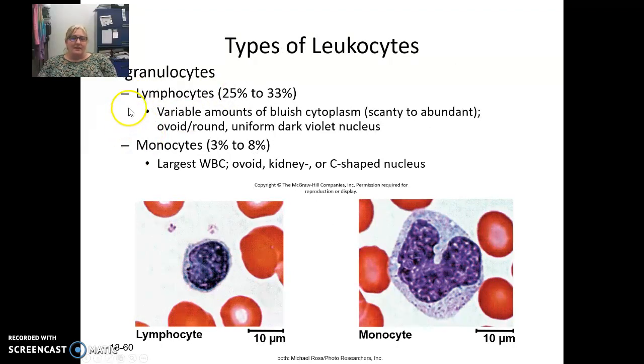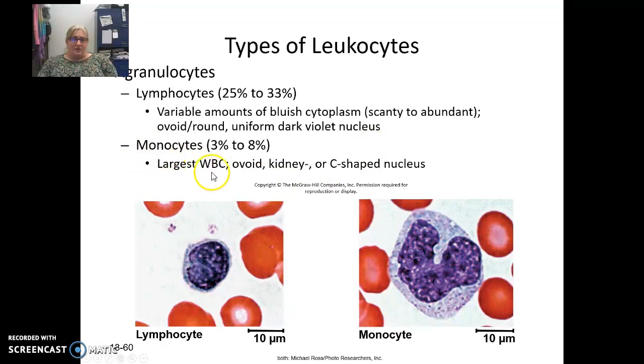Our agranulocytes are the lymphocytes and monocytes. Lymphocytes are the second most common of all of our blood cells, and then monocytes. Lymphocytes have a very large nucleus that takes up almost the entire cytoplasm. And our lymphocytes are our specific responders to pathogenic attack.